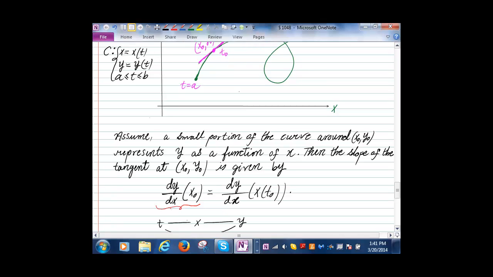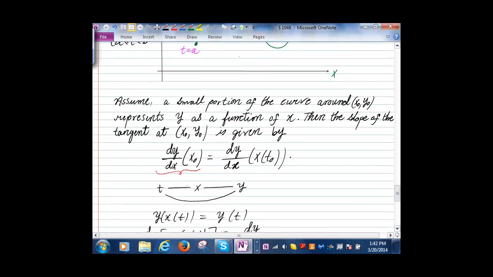The question is, how do I find that slope? So before we go there, notice that I have to evaluate the derivative of y with respect to x at x0. However, x0 can be found by evaluating the function x at t0. Everybody's clear with that? So the question is, how do I find this quantity? If I find that, I can find the slope.